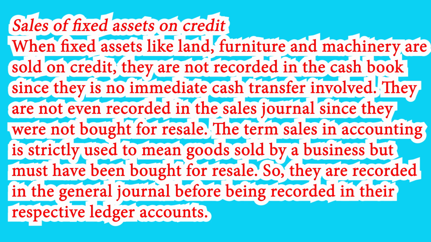Then we have sales of fixed assets on credit. When fixed assets like land, furniture and machinery are sold on credit, they are not recorded in the cash book, since there is no immediate cash transfer involved. They are not even recorded in the sales journal since they were not bought for resale. The term sales in accounting is strictly used to mean goods sold by the business that must have been bought for resale. So they are recorded in the general journal before being posted in their respective ledger accounts.